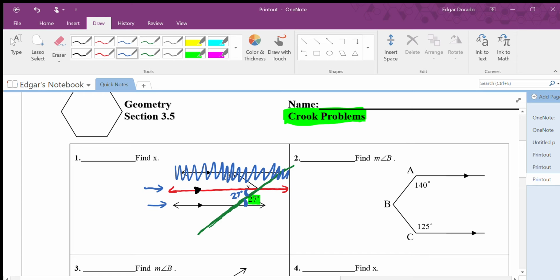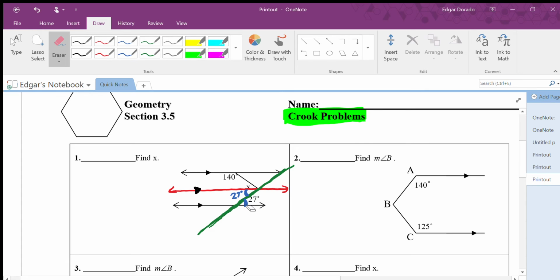Alright? And why is that? Well, what kind of angles are they? They're alternate interior angles, right? And if they're alternate interior angles, what does that mean? That means that they have to be congruent, and the reason why is because we have parallel lines. So good. Let's go ahead now and erase some of this stuff.